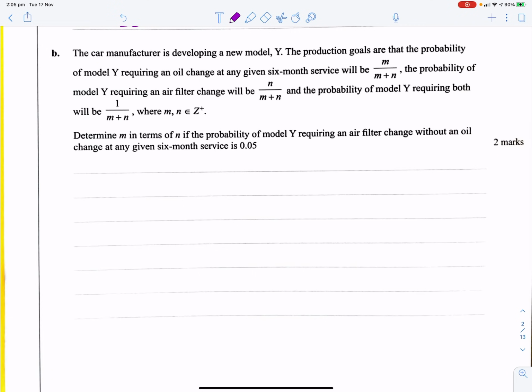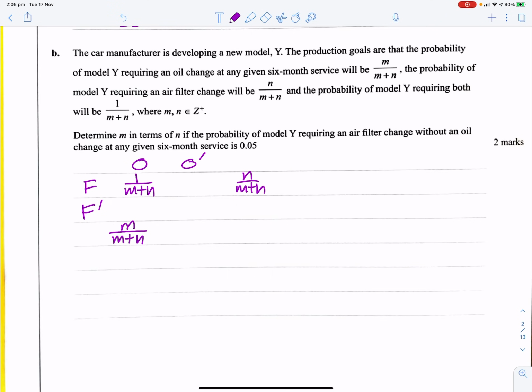They're developing a new Model Y. The production goal is that the probability of Model Y requiring an oil change over a 6-month period will be m on m plus n. Requiring an air filter, n on m plus n. Nice, they've got the same denominator. Requiring both is 1 on m plus n. Let's hope they ask the same thing, where m and n are positive integers.